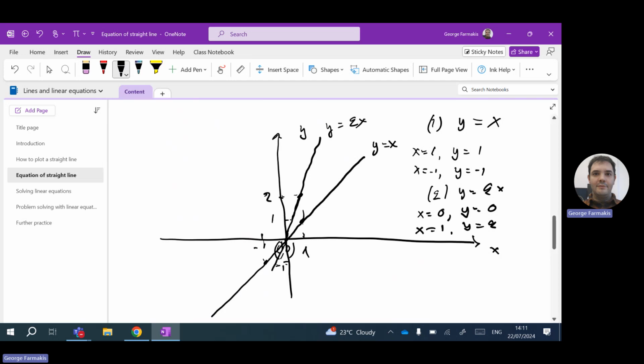Let's extend here. So you see now that the gradient here is 2, whereas here the gradient is 1. So as we increase the gradient, the line gets steeper.